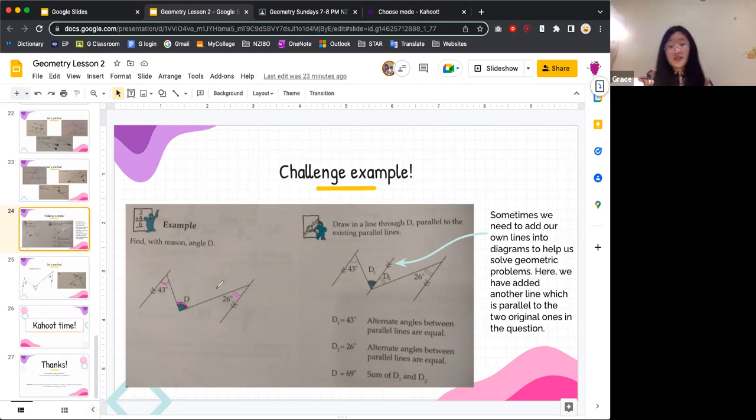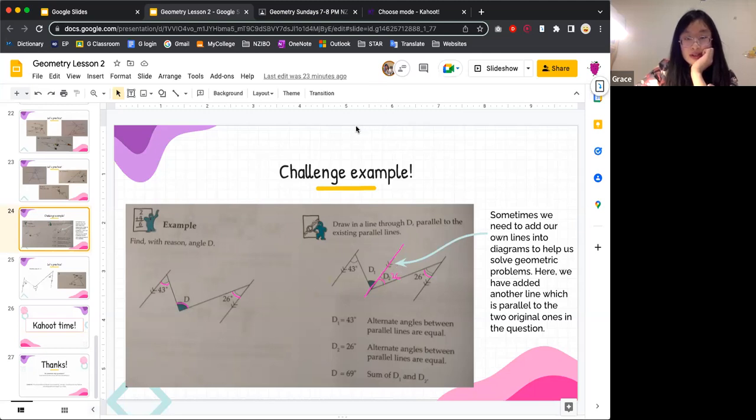However, we can make it alternate by adding this line here. If we make this line parallel to the other two lines, so all three lines are parallel to each other, now all of a sudden we've got 26 here. So this must be 26, right? Because they're alternate.